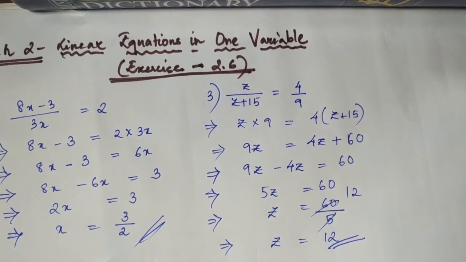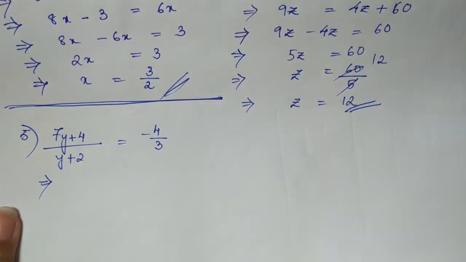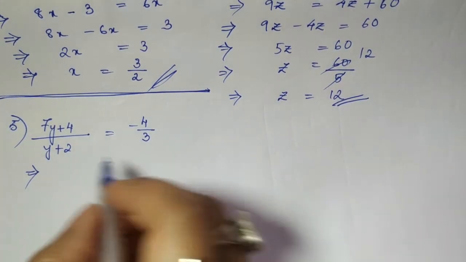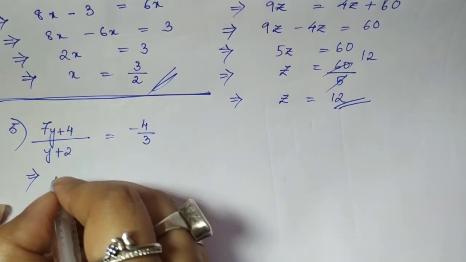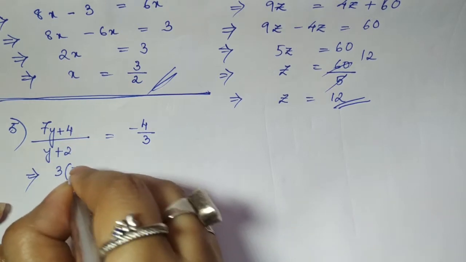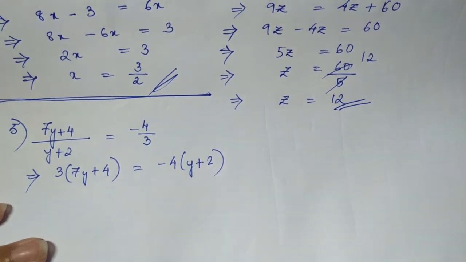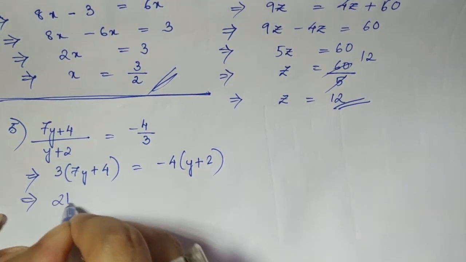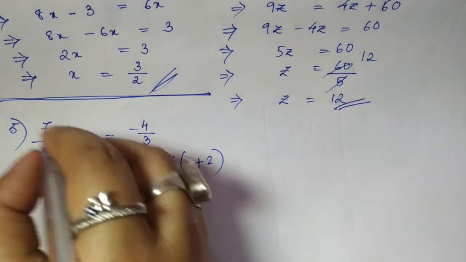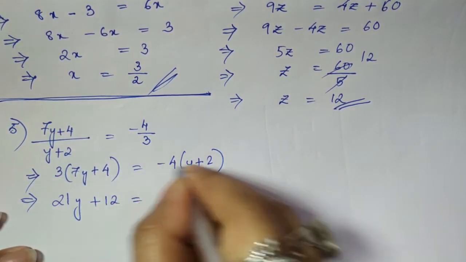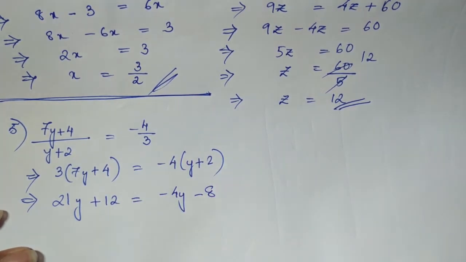I'll show you one more, that is question number 5. Let's do that now. I'm just making use of the available spaces, hope you won't mind. Now this is question number 5. Again we have a fractional type, so we'll just cross multiply: 3 into 7y plus 4, and this side you'll have minus 4 into y plus 2. So what happens here? 3 sevens are 21y. This is very important, you put this implies not equal on this side. That happens very often, I have seen. 3 fours are 12. Here minus 4y, and minus 4 into plus 2 will give me minus 8.